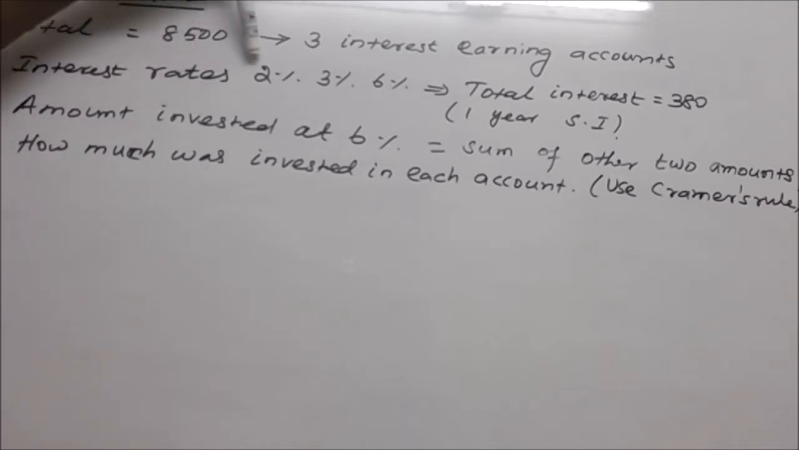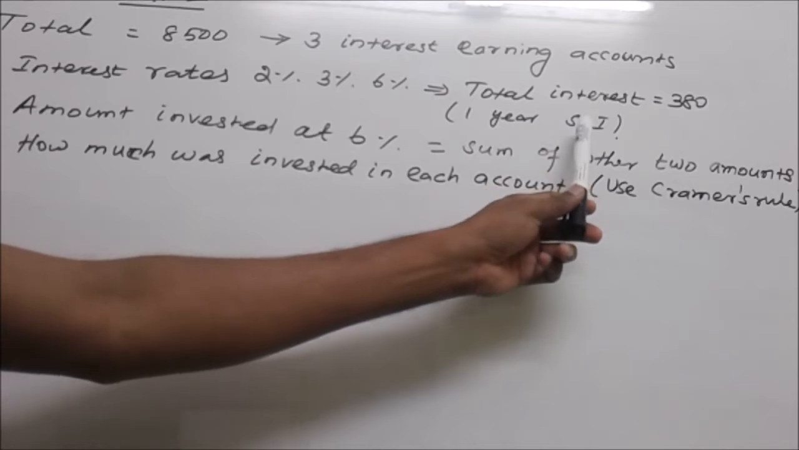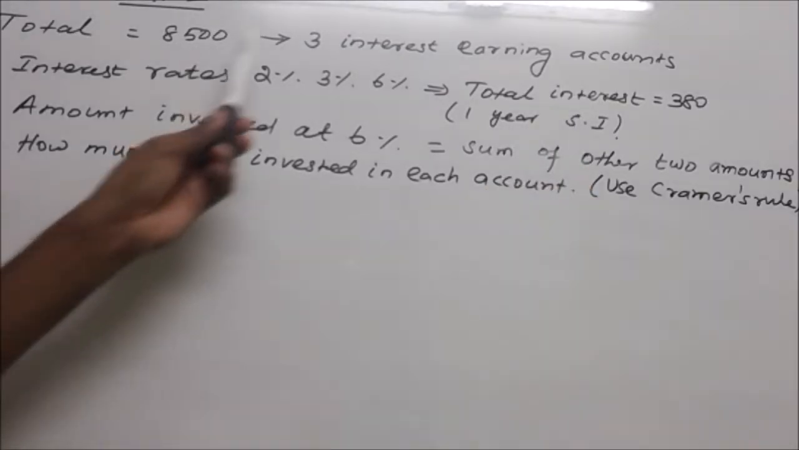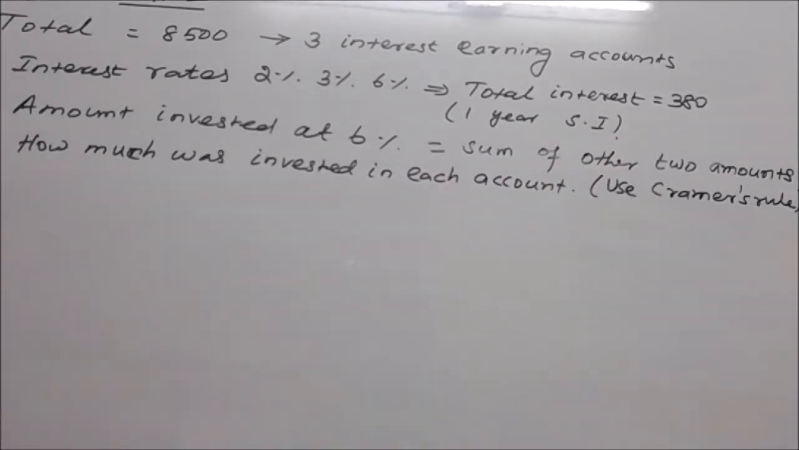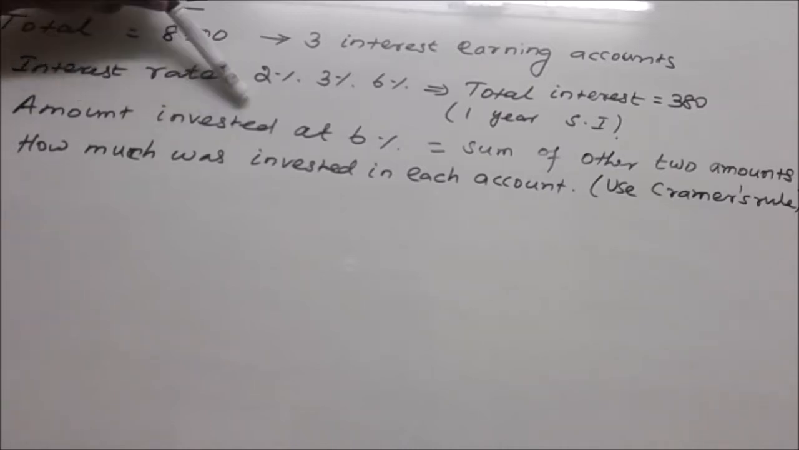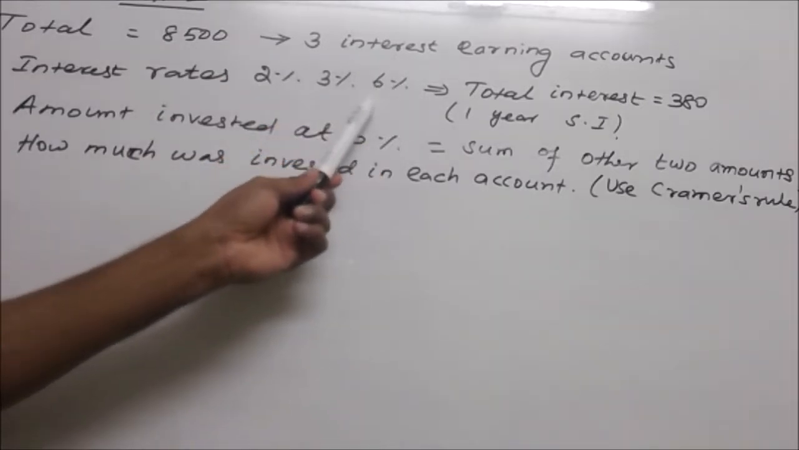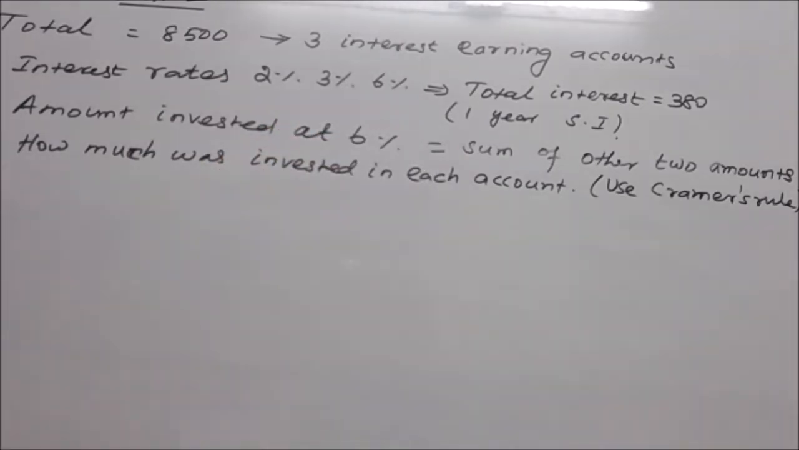The interest rates are 2%, 3% and 6% for a year in simple interest. Totally the interest value is equal to 380 per year. One more piece of information is given: the amount invested at 6% will be equal to the sum of the other two amounts. Now how much was invested in each account? We should find the amount invested in each account.